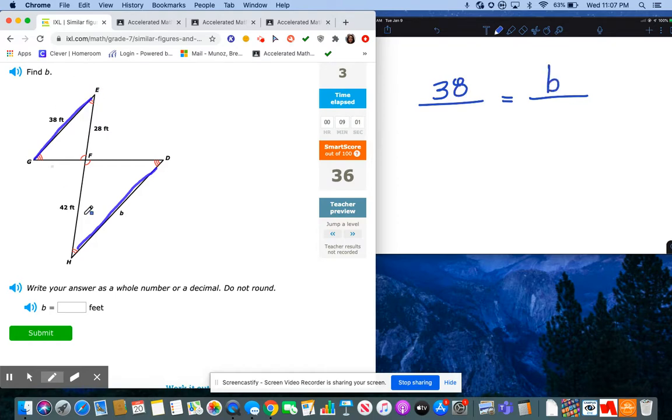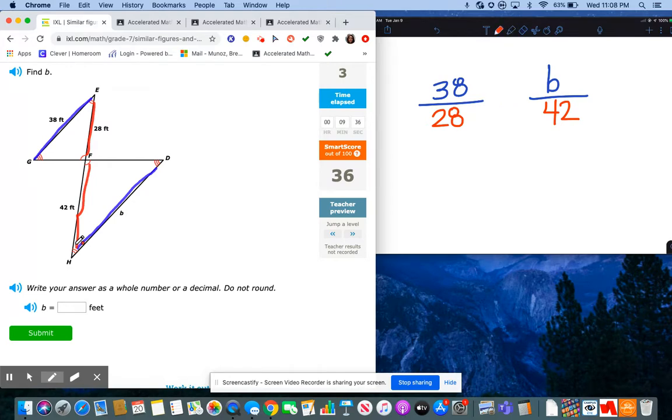And then I will say, okay, here 28 is corresponding to 42, right? So I will say, okay, 28 is in the same triangle as 38. So I'm going to write that one right here. And then 42 is in the triangle with the B, right? And so here, I think I would simplify.